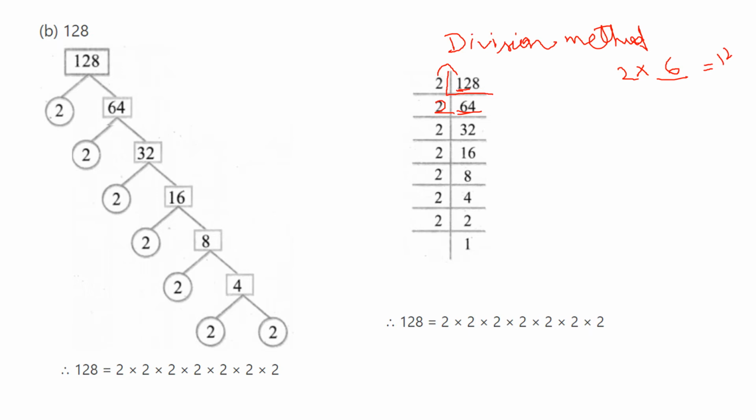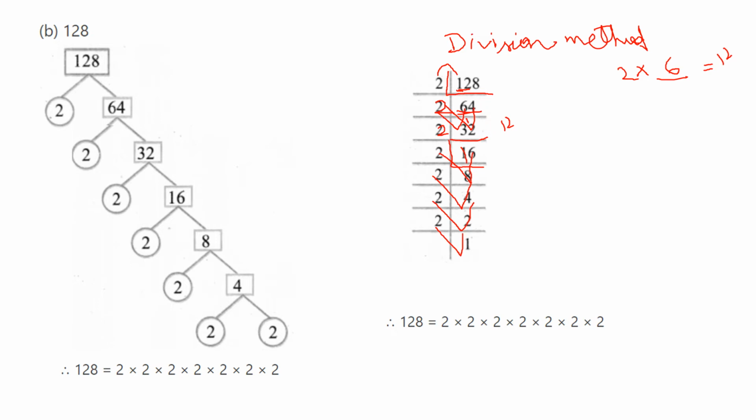2 3s are 6. 2 2s are 4. 32. 2 in 3 only one time. Remaining 3 minus 2 is 1. So remaining 1 is there, and you put it smaller. So now it is 12. 2 6s are 12. Again 16. 2 8s are 16. 2 4s are 8. 2 2s are 4. 2 1s are 2.